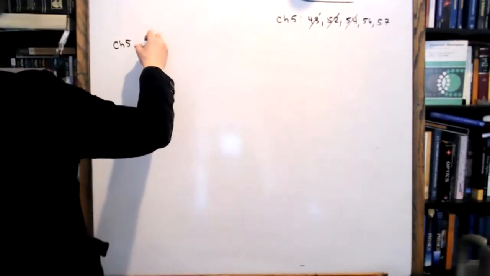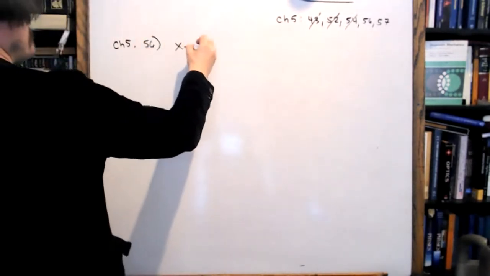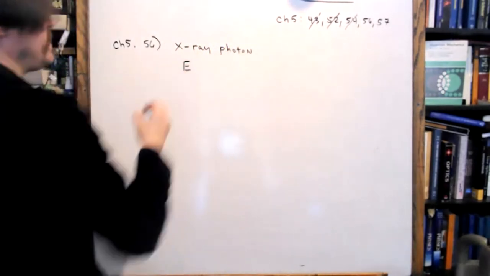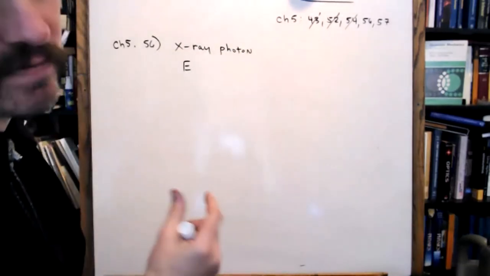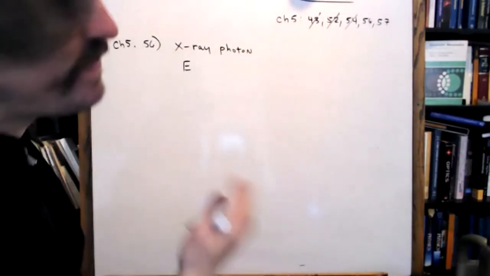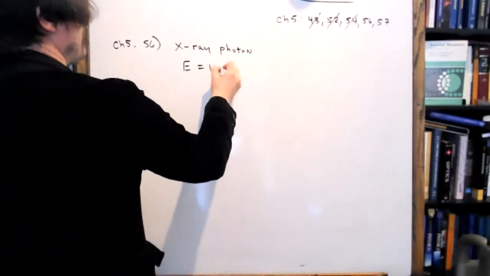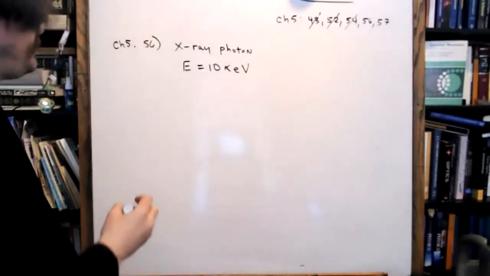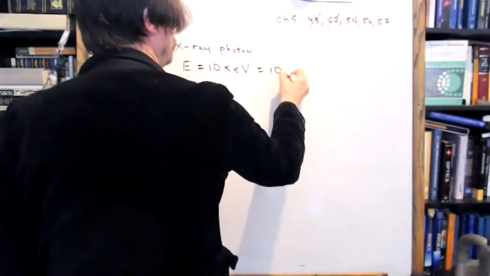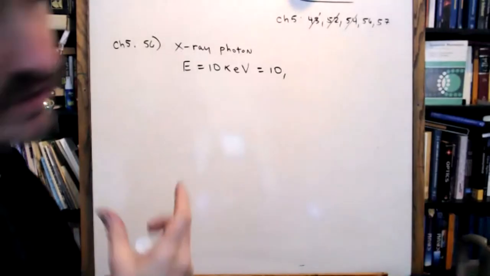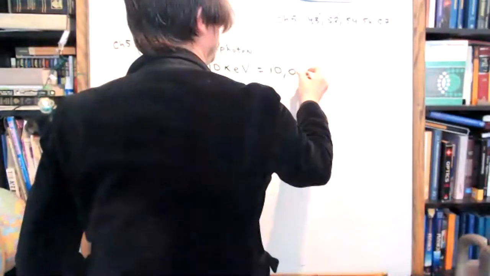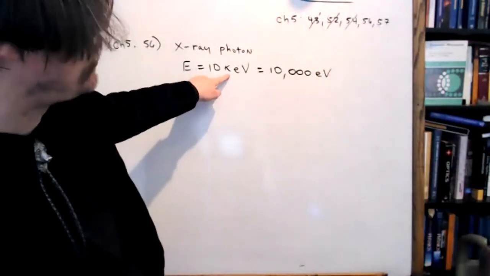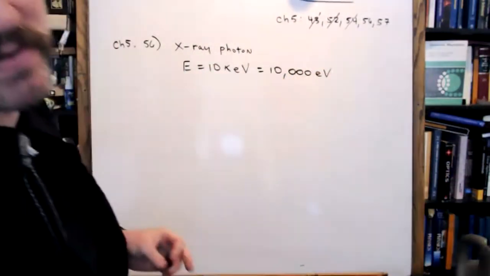Yes. So X-ray photon. What is the wavelength of an X-ray photon with energy 10 kilo electron volts? We say that as kilo electron volts. Sometimes people just say keV. Oh, okay. Kilo electron volts. In parentheses, 10,000 electron volts. Notice, Mateus, they converted the kilo into 1,000, so we wouldn't screw that up, right?